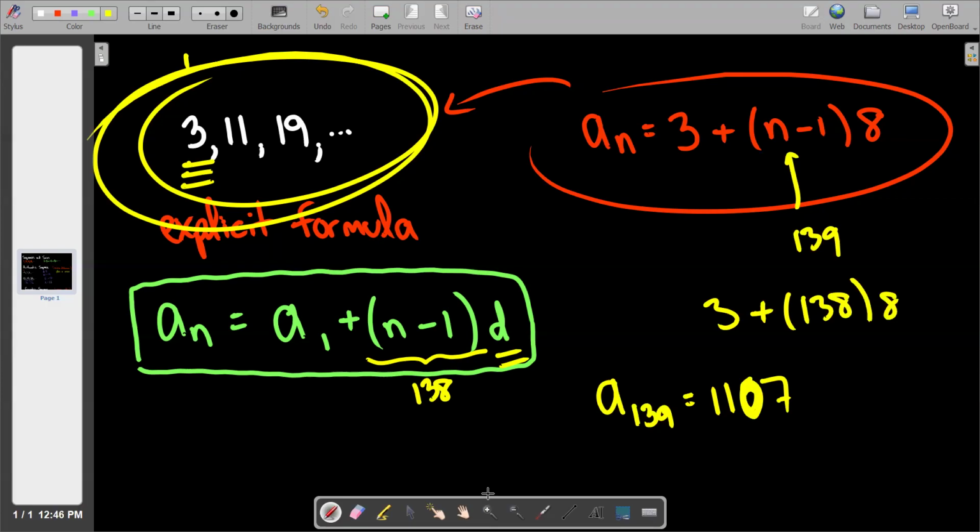All right, let's practice writing explicit formulas real quick. I'm going to give you another sequence. Are you ready? 4, 10, 16, dot, dot, dot. And here we go. A sub n equals what?